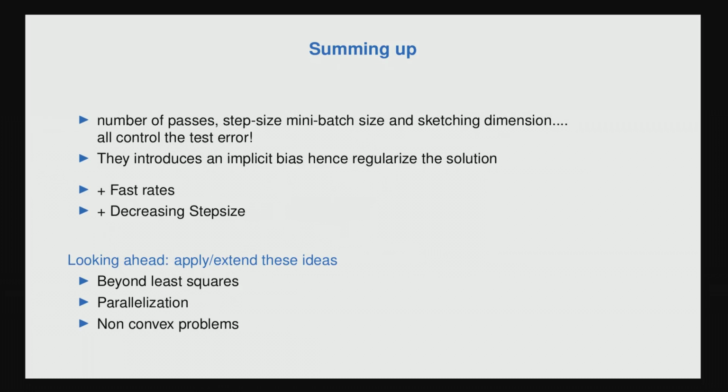And so summing up, what we've shown here is that the number of passes, the step size, mini batch size, sketching, and number of iterations all control the test error, all control the statistical properties of my solution. And this is because somehow they introduce a bias in my function, and also we can actually run this algorithm here on a large amount of data.